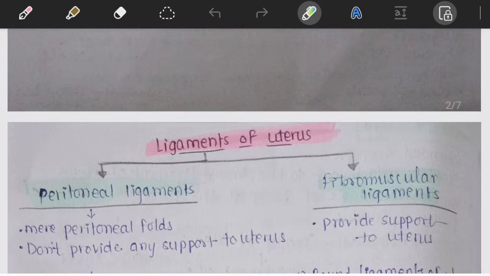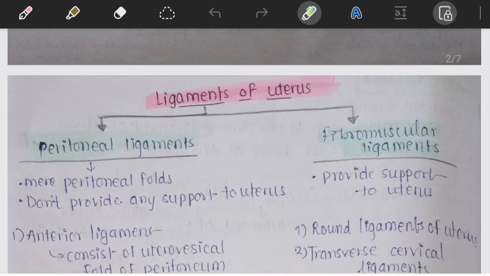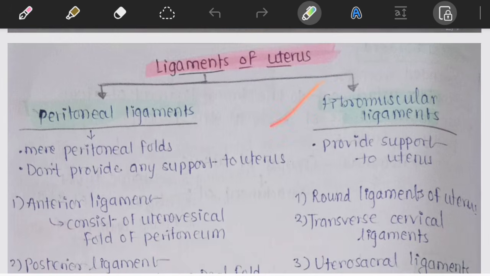Next we will see the ligaments of the uterus. Highest yield areas of the uterus, ligaments, and students often make one mistake here. They assume every ligament of the uterus provides major mechanical support. That's not true. Some are mainly peritoneal folds and some are fibromuscular supports, and one particularly helps to maintain the position of uterus. Let's separate them.